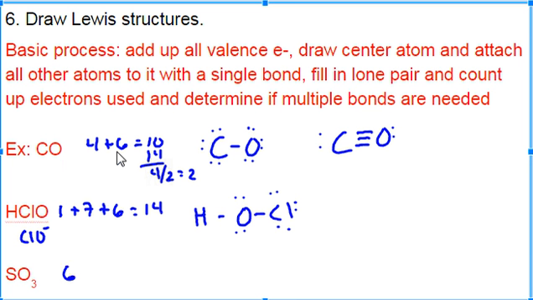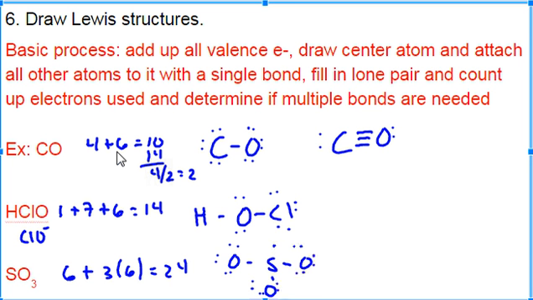With SO3, I've got the 6 from sulfur and then 6 from each oxygen for 24. And when I draw this with sulfur in the middle and attach each oxygen, when I count up, I've used 2, 4, 6, 8, 10, 12, 14, 16, 18, 20, 22, 24, 26. I've used 26. So that lets me know I need 1 multiple bond. And it doesn't really matter which oxygen I add the multiple bond to, because as we'll talk about shortly, it's actually going to resonate or move about.